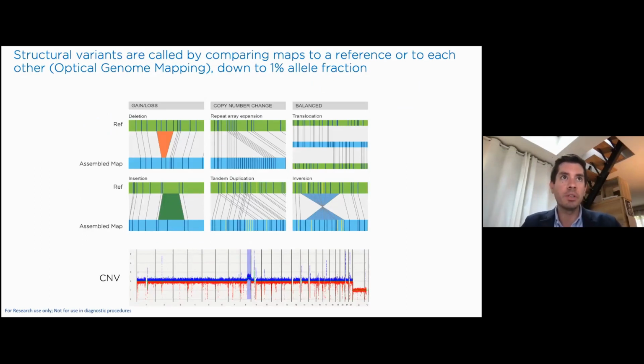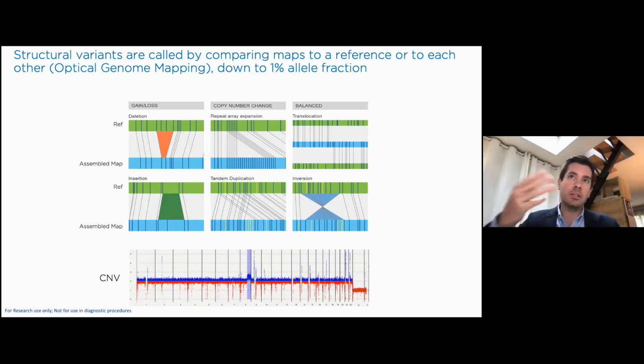You do have examples of deletion and insertion. So we always represent the reference in green and the sample map in blue. And we will look for a difference in the labeling pattern and the distance between the labels, between the reference and the sample map. So you can see here deletion and insertion, where this spacing between the labels increases in the case of an insertion and decreases in the case of a deletion compared to the reference.